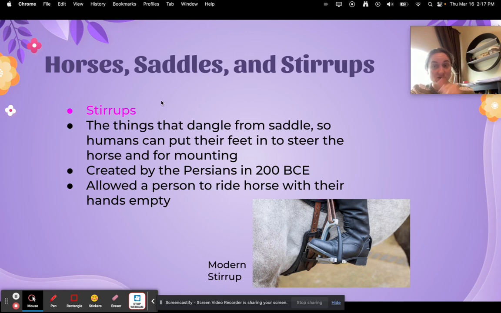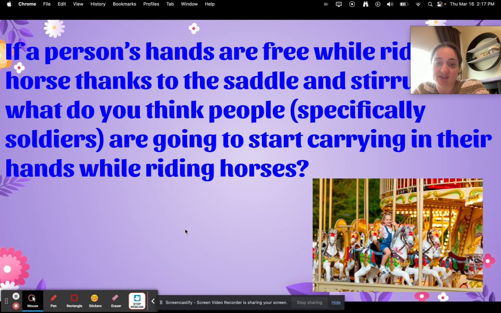But then these things called stirrups were made. They are the things that dangle from the saddle, so a human can put their feet in them to steer the horse and for mounting. They were created by the Persians about 200 BCE, and they allowed a person to ride a horse with their hands empty. So here's a picture of a modern day stirrup.